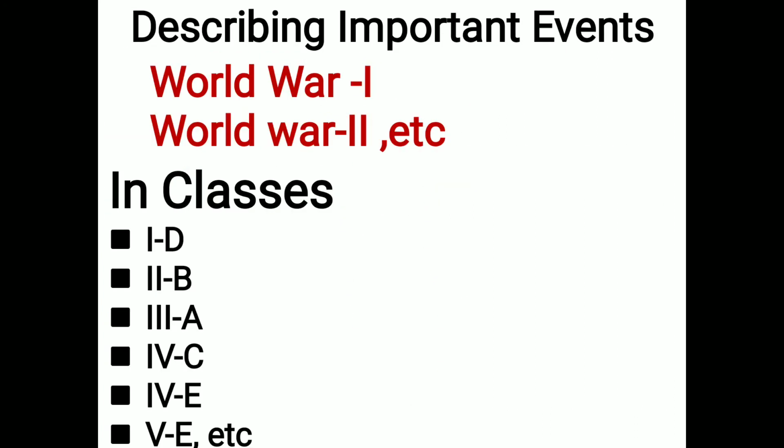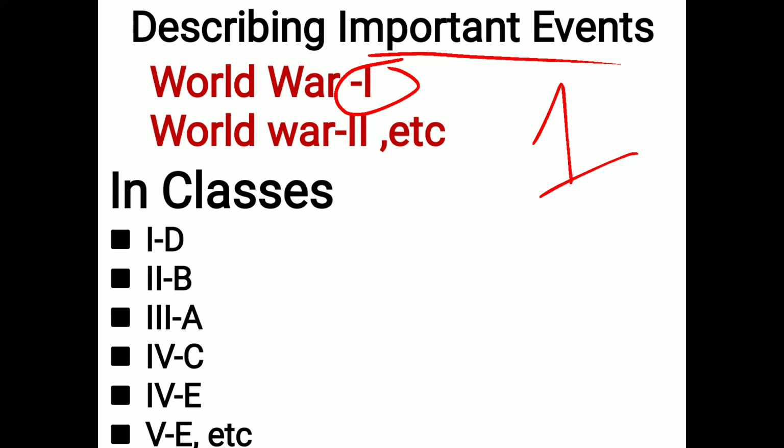There are a few more examples, like important events such as World War One. Here 1 is not written like this one. It is written like I. This is a Roman number and it means first. World War Second is also written with 2 in this manner. Clear?